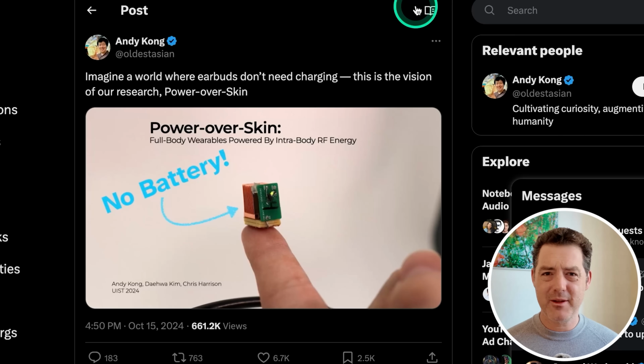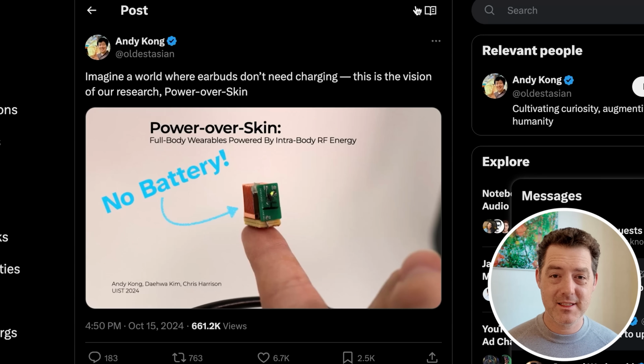Next, and something that really has nothing to do with AI, but I thought this was really cool tech nonetheless, there's a new technology called power over skin, which essentially requires no battery. It just uses your energy from your body. So Andy Kong says, imagine a world where earbuds don't need charging. This is the vision of our research, power over skin.